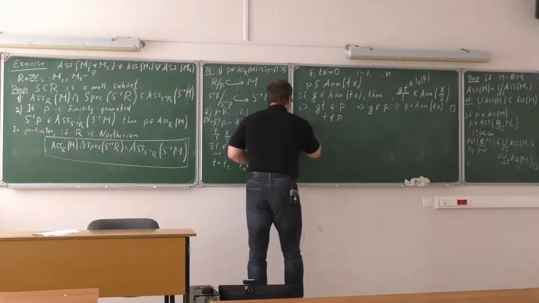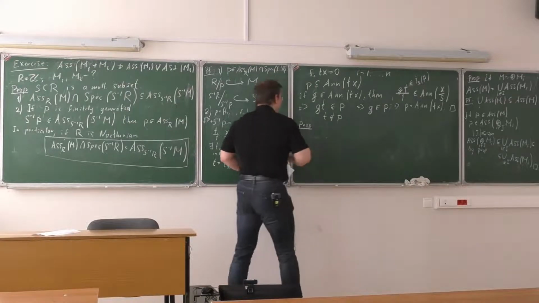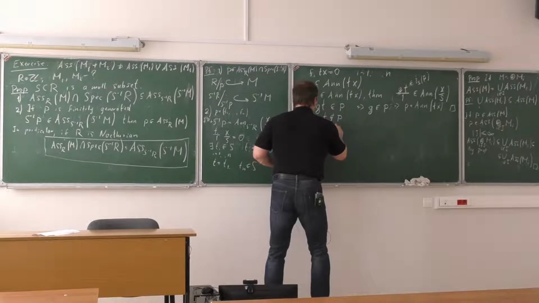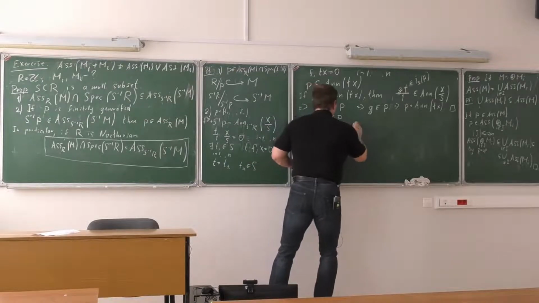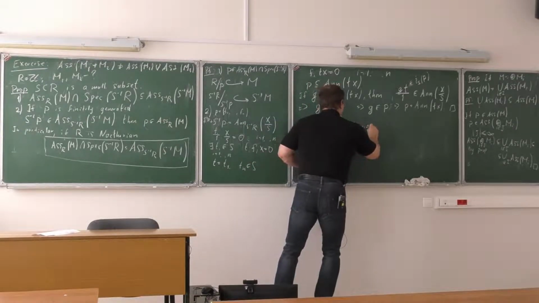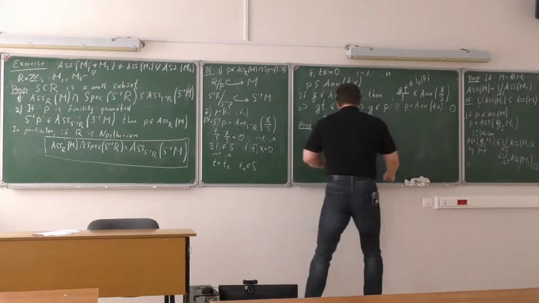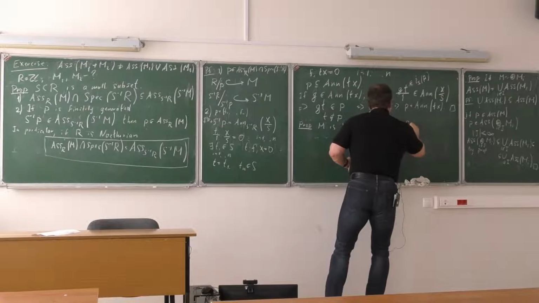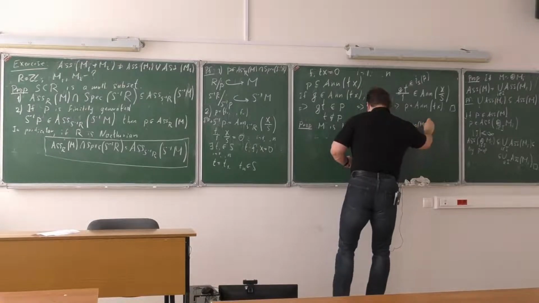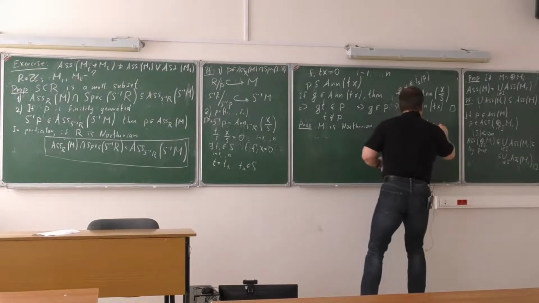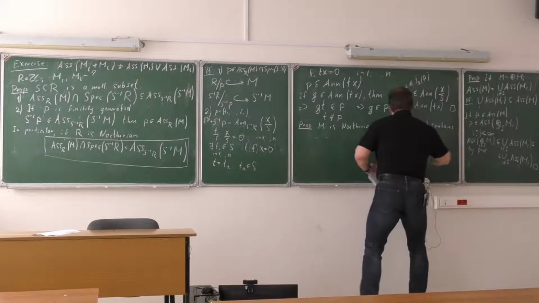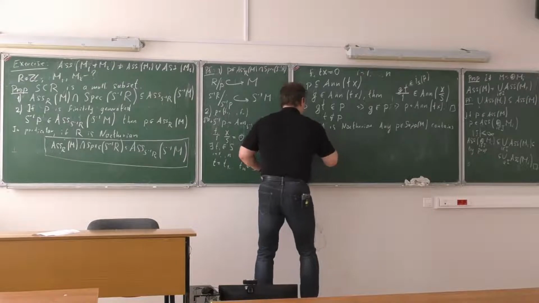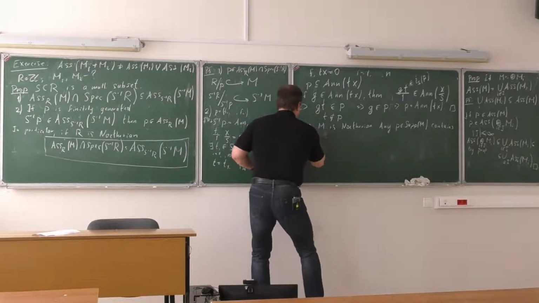Okay. Next proposition, which will be useful later. So assume, as always, that M is Noetherian. Then any prime ideal in the support of M contains an associated prime.